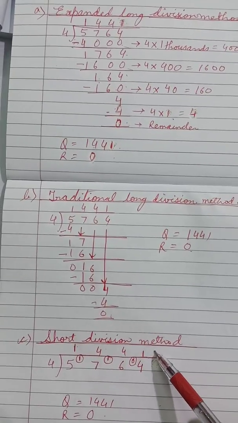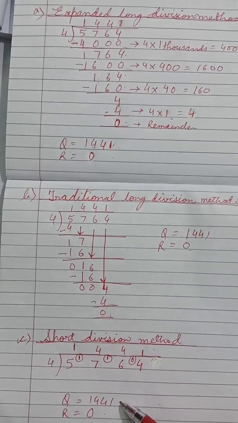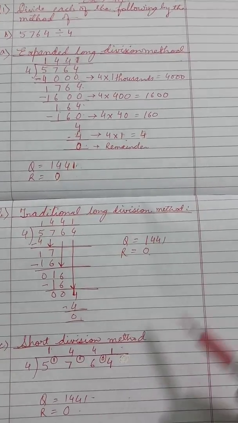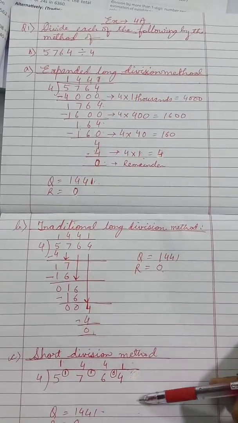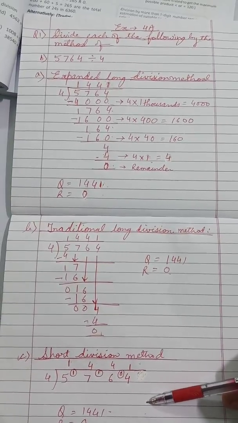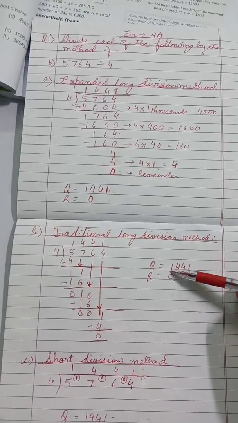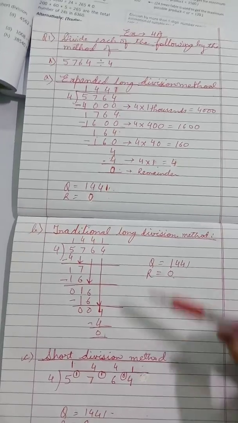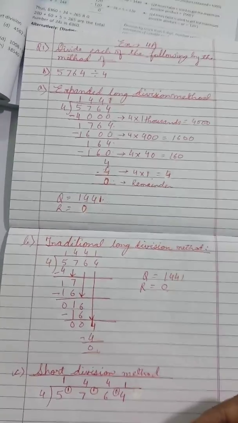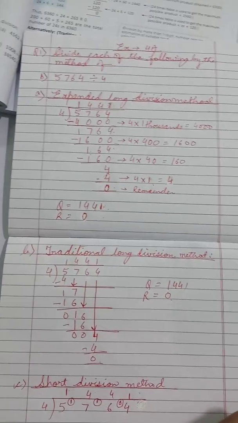Final remainder is 0, and our quotient is 1441. So write here, children, you can find that by all these three methods you are getting the same answer. Always you are getting the quotient 1441 and always you are getting remainder 0. So you can apply any of the methods.